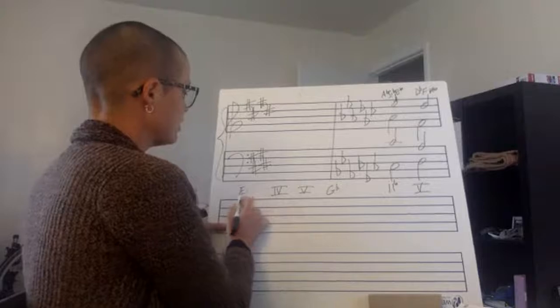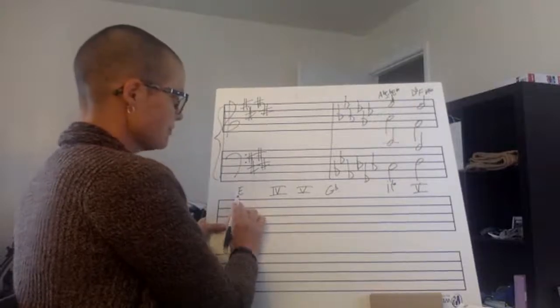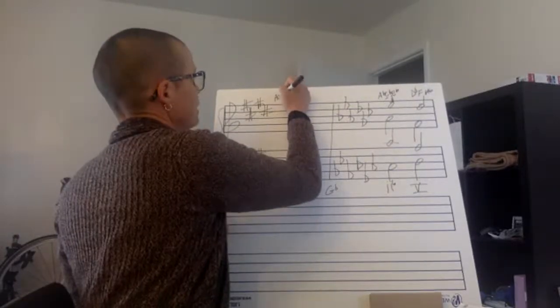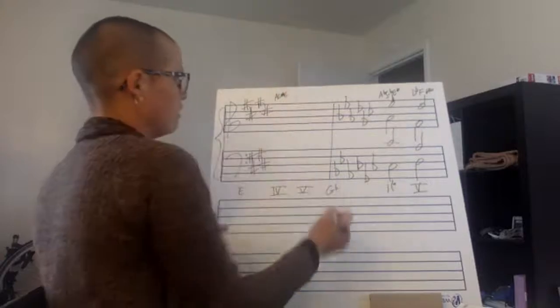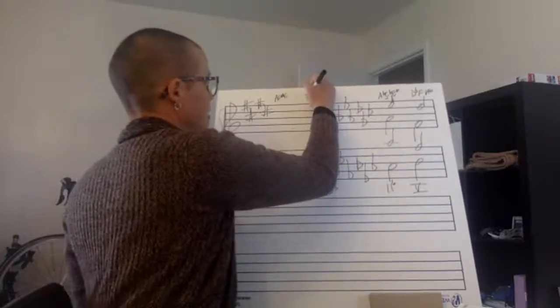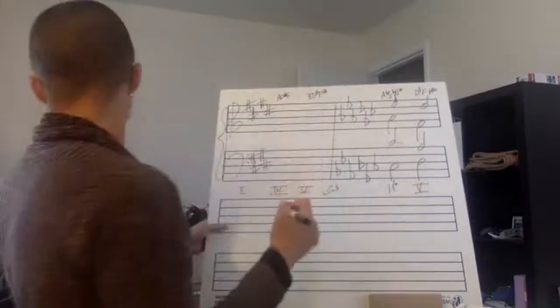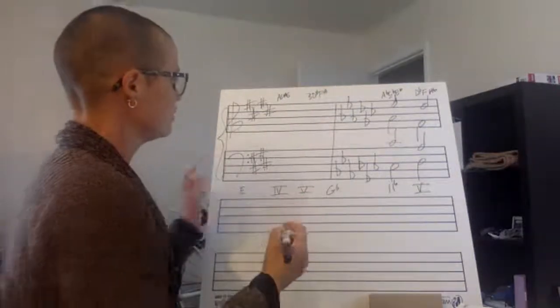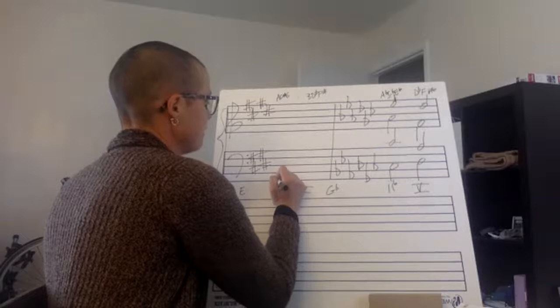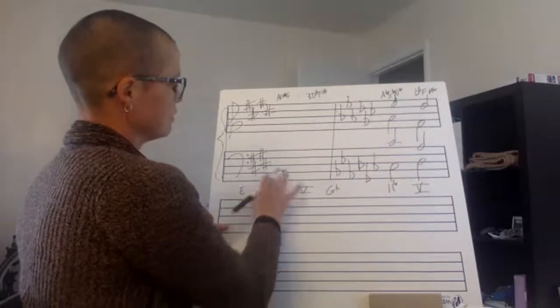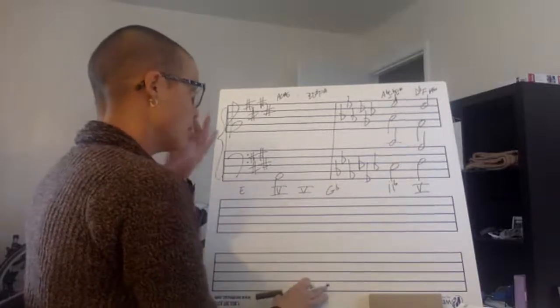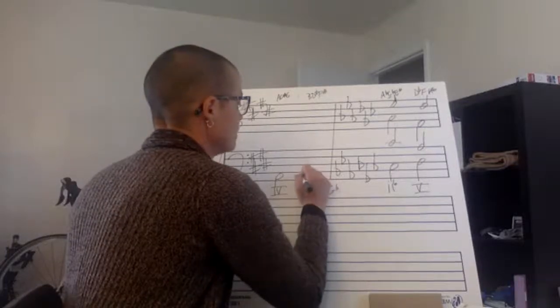So let's spell our chords. Our 4 chord is A, C sharp, E. Our 5 chord is B, D sharp, F sharp. Okay. So our bass note for the 4 chord is going to be an A. I haven't given myself enough room there, but that's okay. Our bass for our 5 chord is going to be a B.